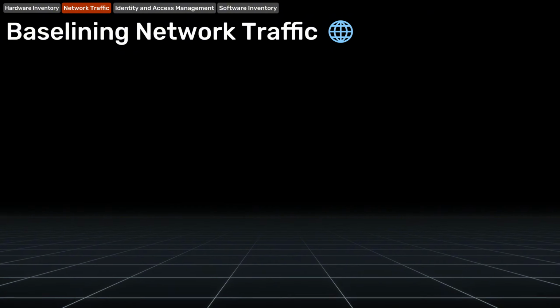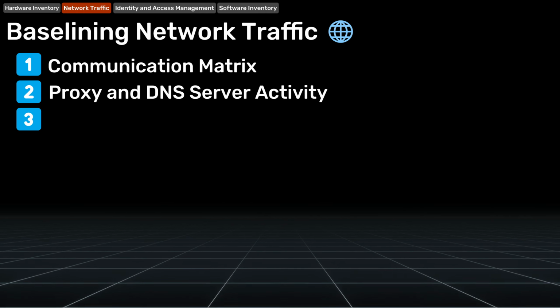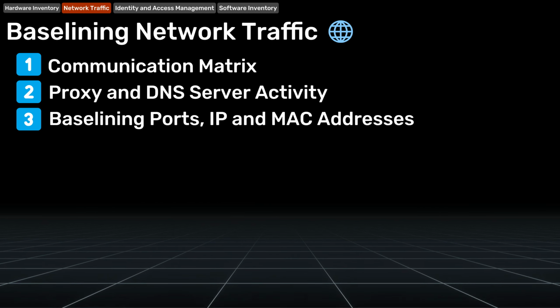Baselining network traffic. There are three main ways to identify anomalies in network traffic: having a communication matrix, checking proxy and DNS server activity, baselining ports, IP addresses, and MAC addresses.